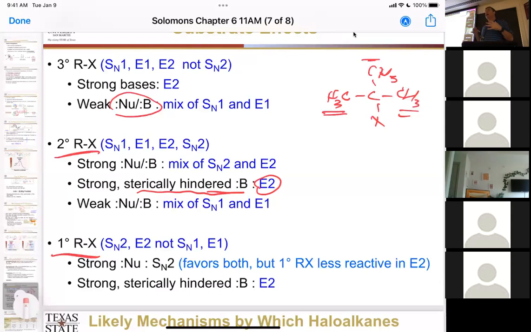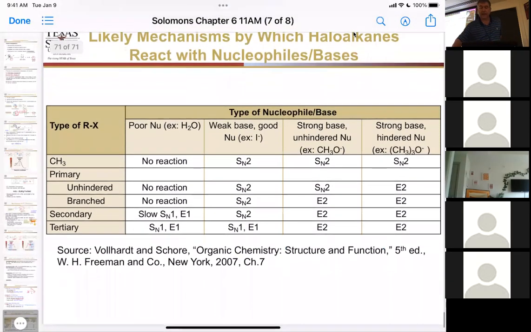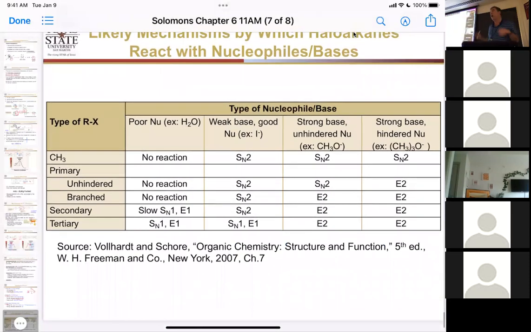So do we see why things are happening the way they do? Substrate controls it, but the E2 reaction takes place on the beta carbon. So you still have to pay attention that you can do an E2 on the tertiary substrate. Okay. All right. So this actually is a summary chart for all of this.